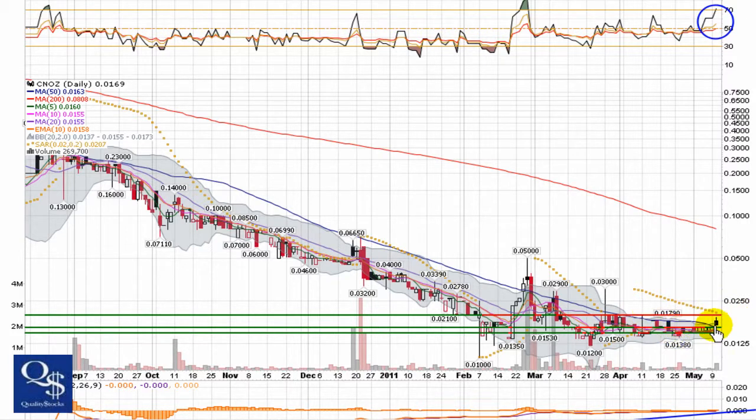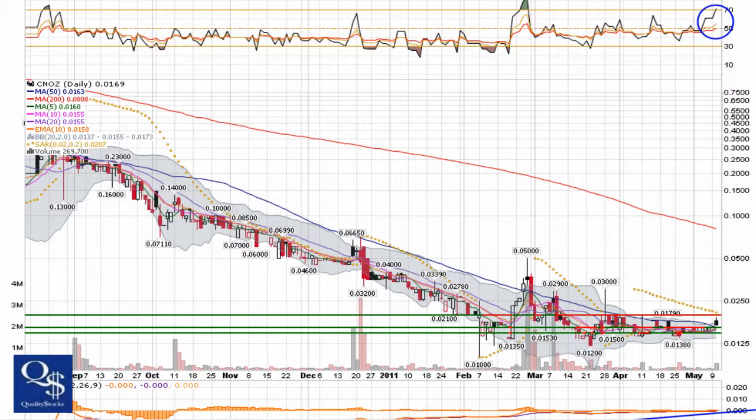Two key areas for this chart. Hold the support at a penny and a half. Try and take out 2 cents. Obviously, at these levels, percent gains come very quickly. Subsequently, so do losses. So it's important to have a tight stop loss. And this is one that's actually providing that opportunity to keep a close stop loss area.